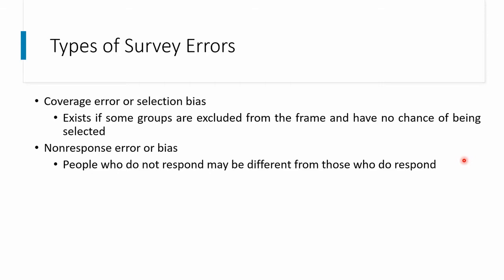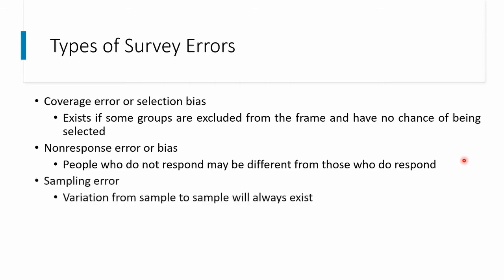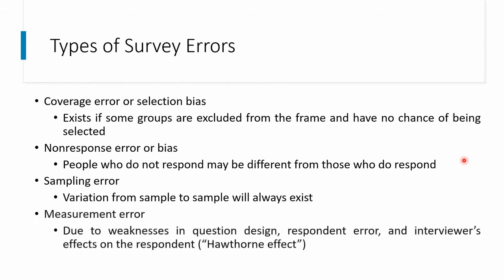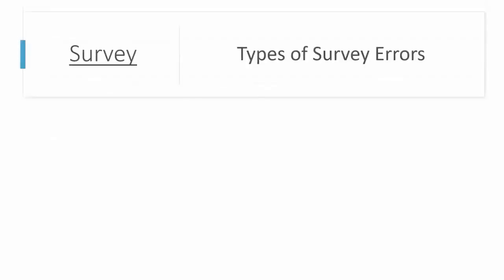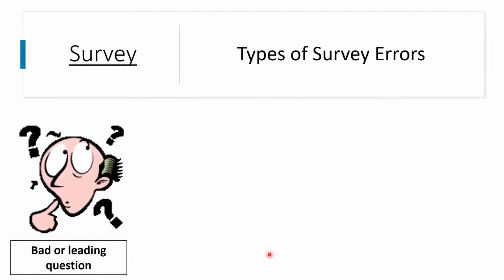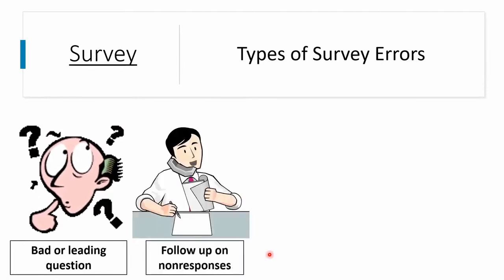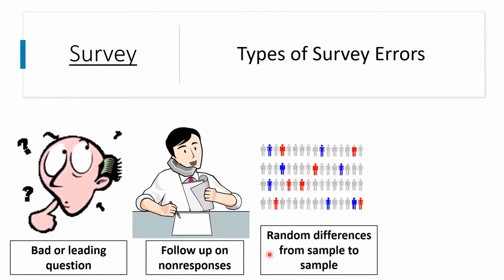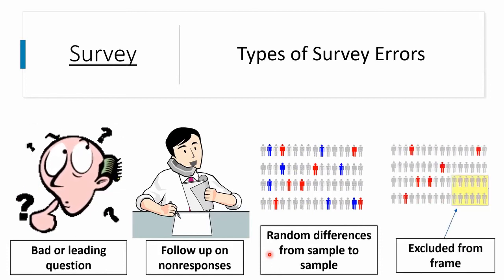And then you have something called sampling error, which is the variation from sample to sample. And measurement error: if you don't design your survey properly or accurately, you will have a certain measurement error. We call this the interviewer's effect on the responders the Hawthorne effect. So basically, you might have bad questions in your survey, or people might not respond and you need to call and contact them, and there might be differences from one sample to the other, and certain people might be excluded from your population or the frame. So these errors you need to be aware of when you're doing a survey.